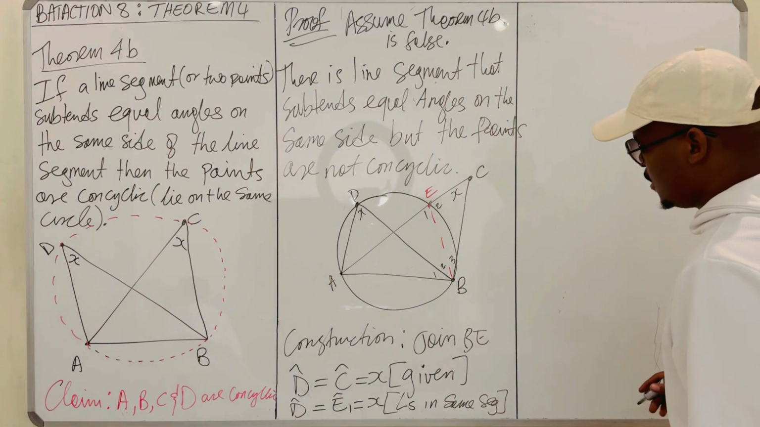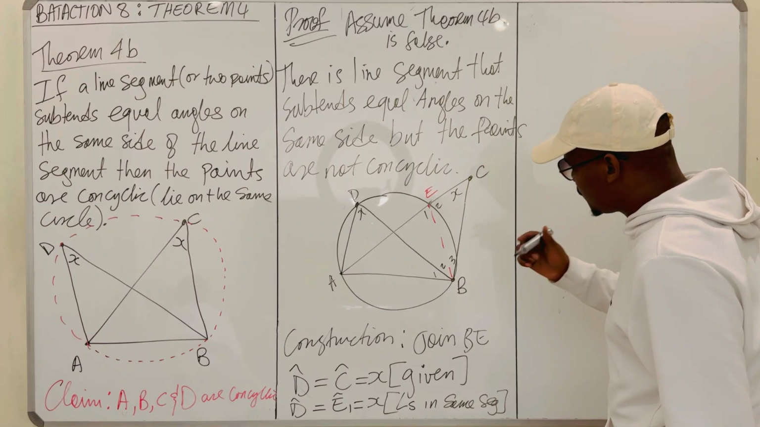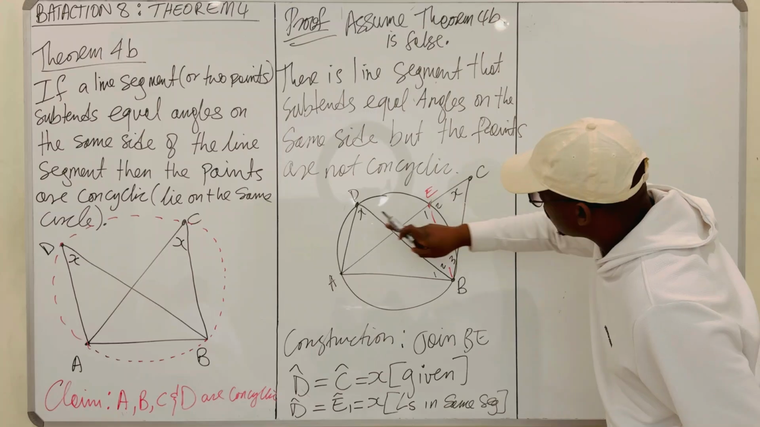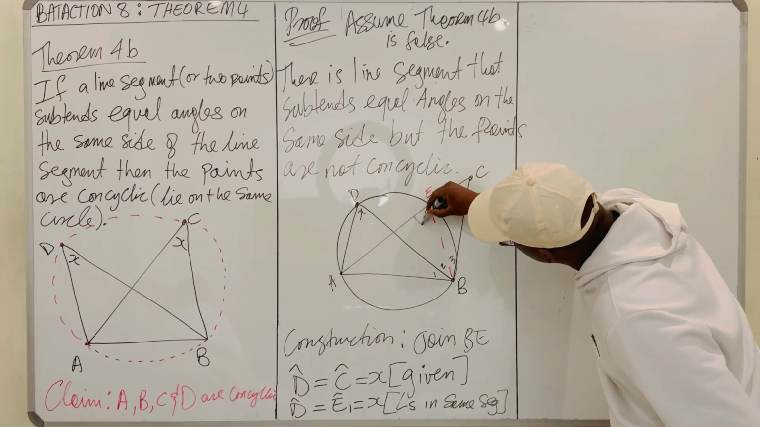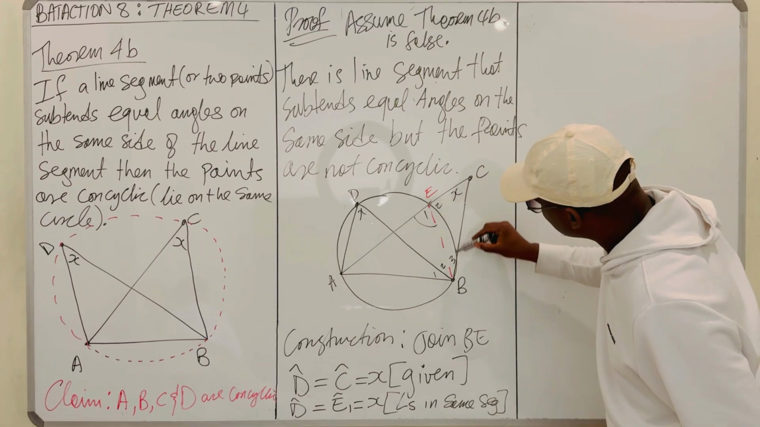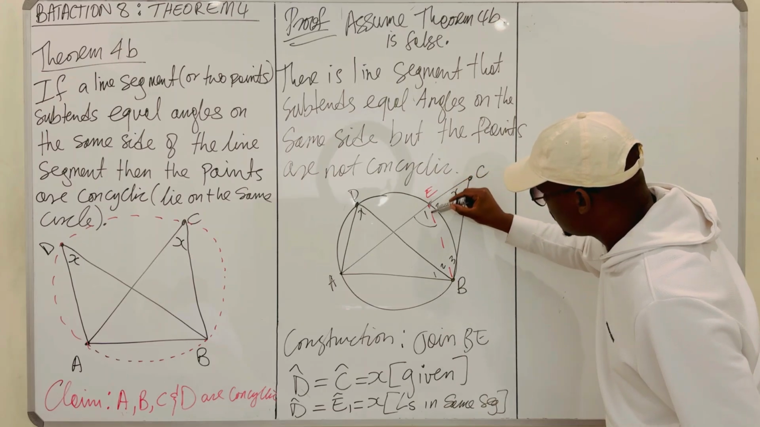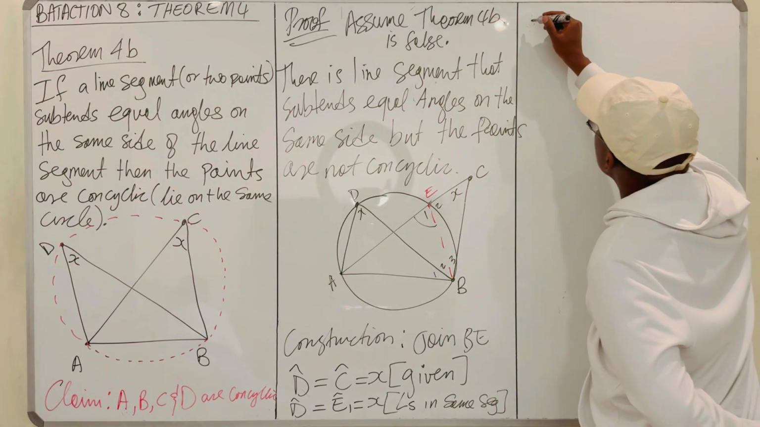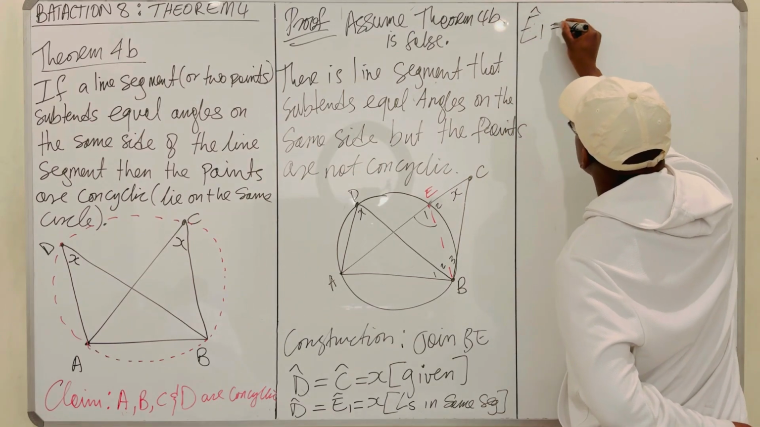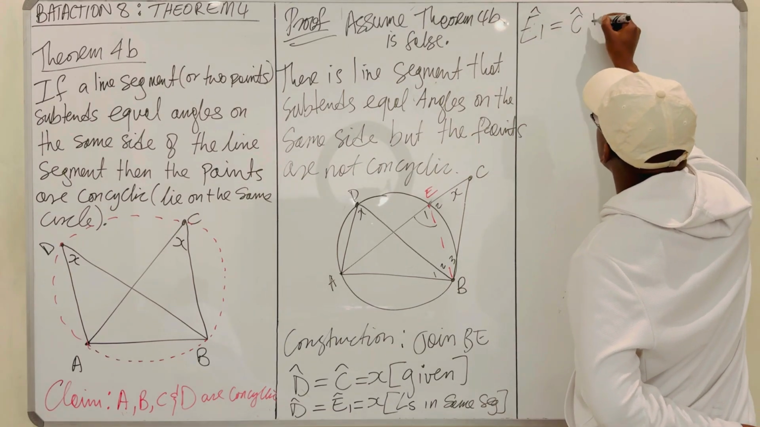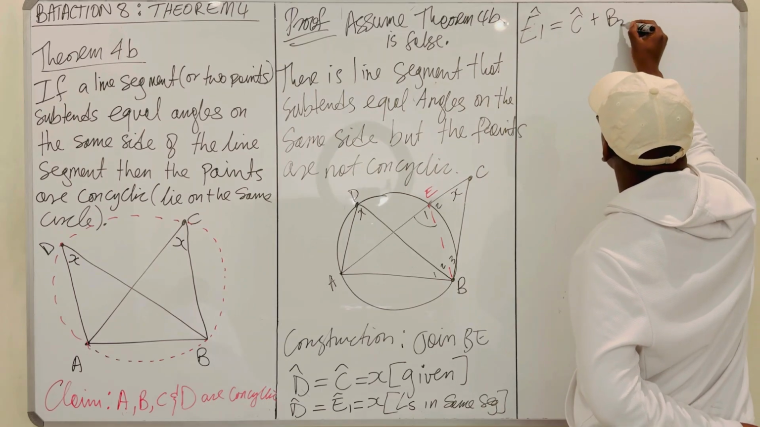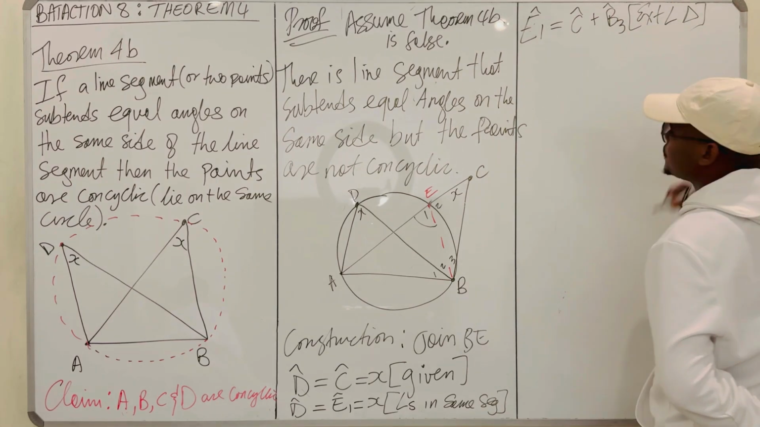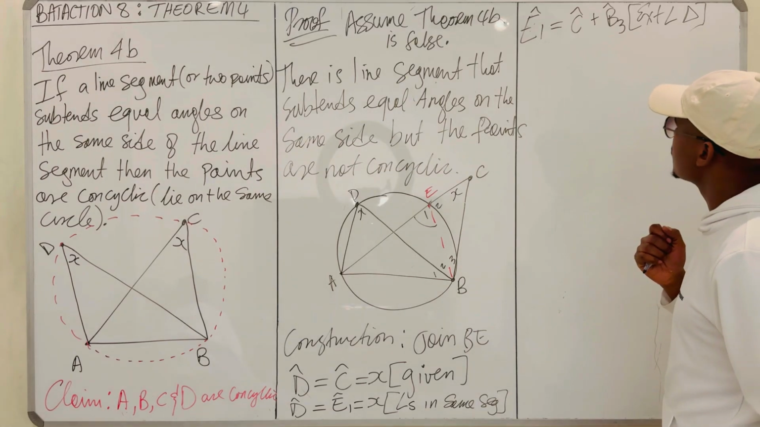No problem. So at the same time, you're saying E1 is equal to D, right? Yes. So E1 is equal to D over there. But if you look at E1, it looks like E1 is an exterior angle of this triangle. Do you guys agree? Yes. E1 is an exterior angle of this triangle. So which means your E1 is equal to what? Angle C plus angle B3. Say what? Exterior angle of the triangle. Are you guys following? Yes.